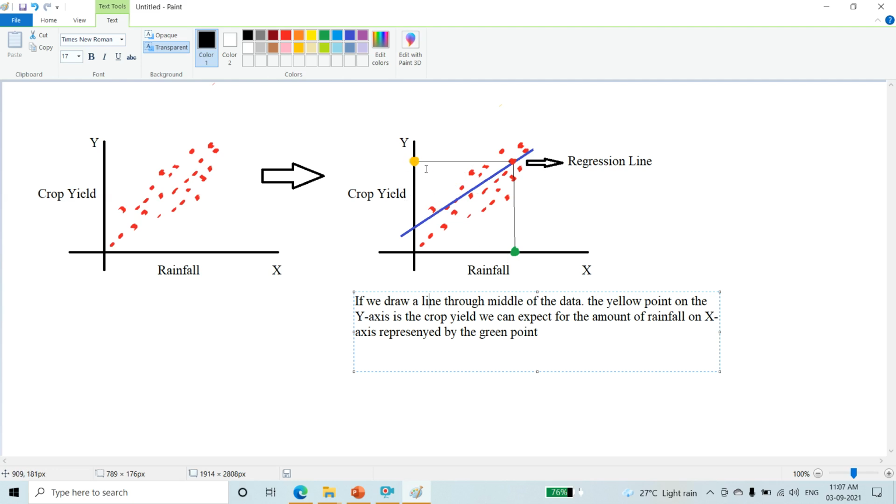Whatever crop yield we get at a given point, the required amount of rainfall should correspond to that point. So we can predict the rainfall based on the crop yield data point. This is the concept of regression.